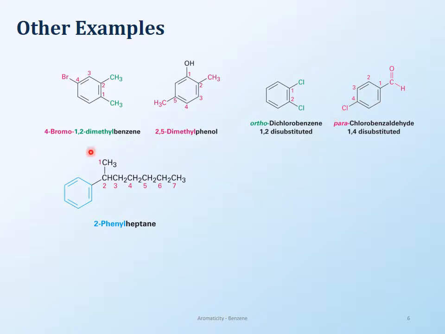Here is an example of a long chain alkane. And this is where we have to use the benzene ring as a phenyl substituent. Instead of using benzene as a base, you have to use benzene as a substituent. So you find the longest chain, and then you number closest to the branching, and the 2 here is phenyl, and then heptane.